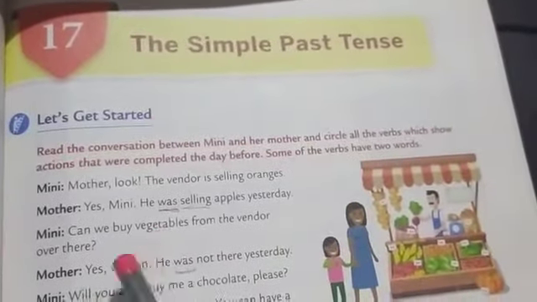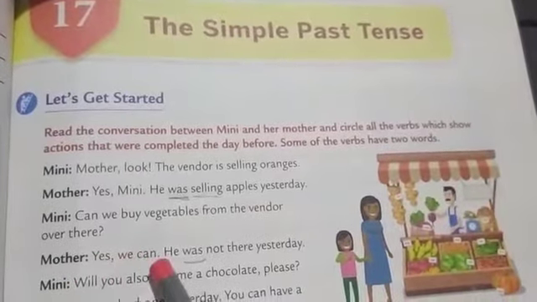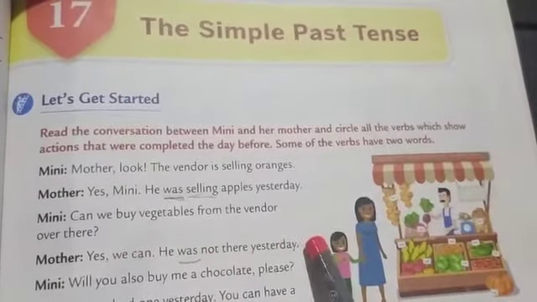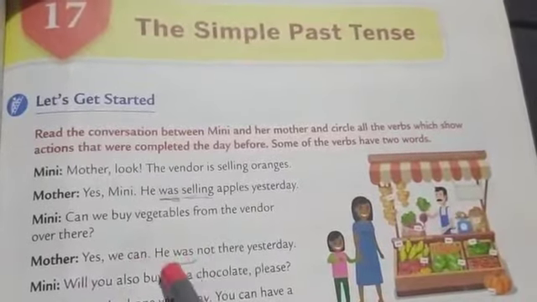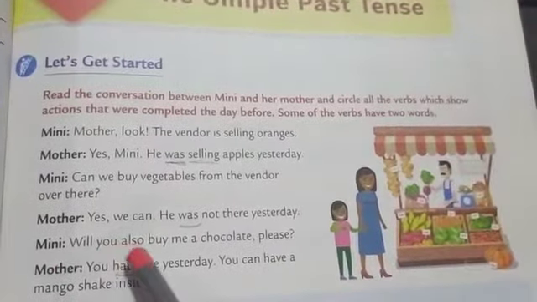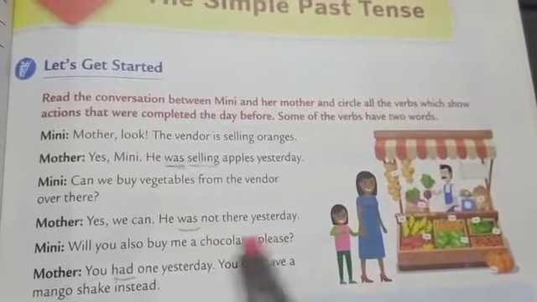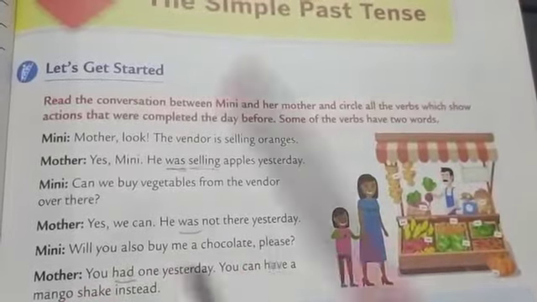Minnie, can you buy vegetables from the vendor over there? Mother, yes, we can. He was not there yesterday. So, mother is saying, yes, we can. And here was is the verb. Minnie, will you also buy me a chocolate, please? Mother, you had one yesterday. You can have a mango shake instead.